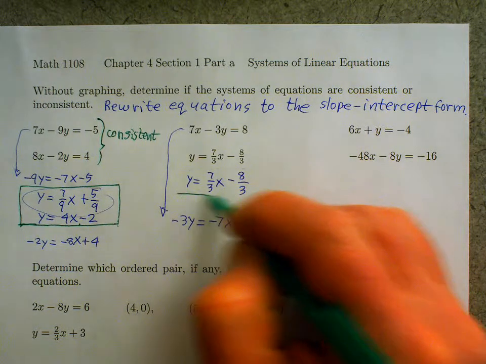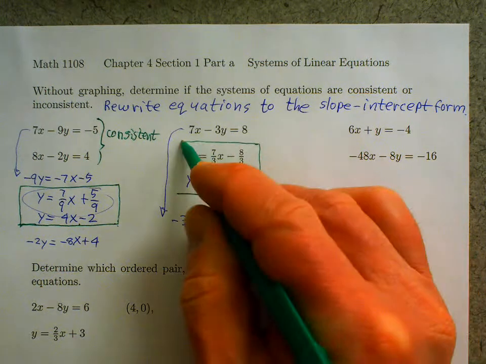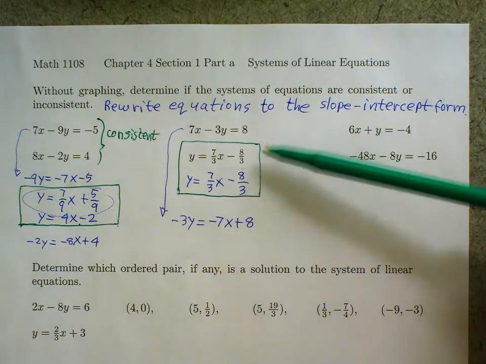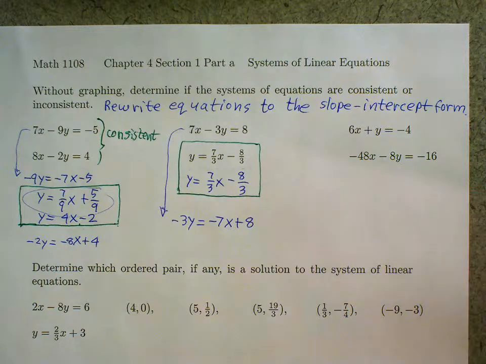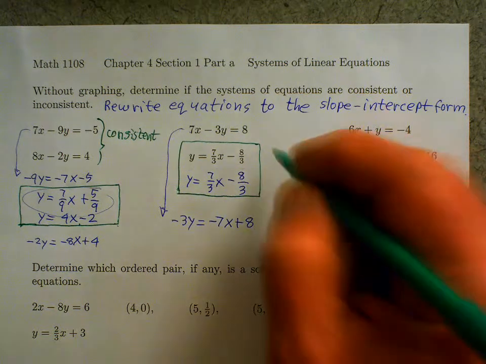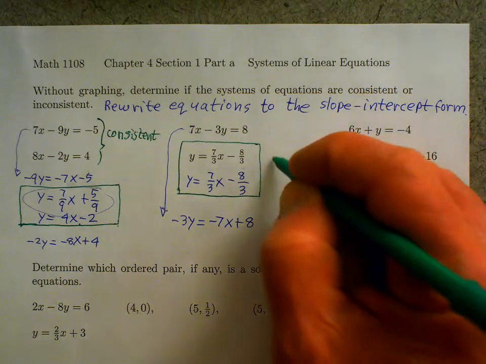When two lines are in slope-intercept form, well, it's easy to tell if the lines are the same or different. So these two lines are the same, and so there are infinitely many solutions, so the system is consistent.